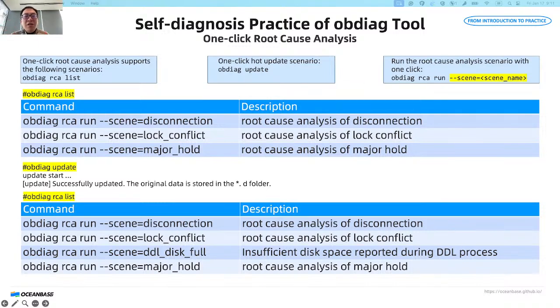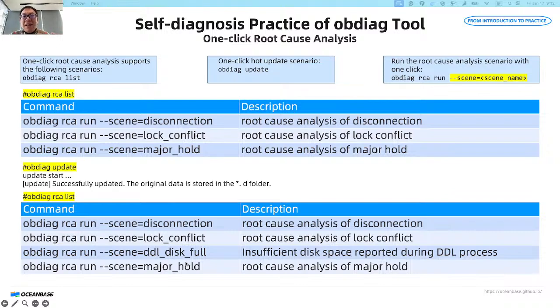We need to use the command obdiag update, which can obtain the latest analysis scenario. By comparing the content of the two tables, this above table and the below table, we can see that after using the command obdiag update, we can obtain more analysis scenarios.